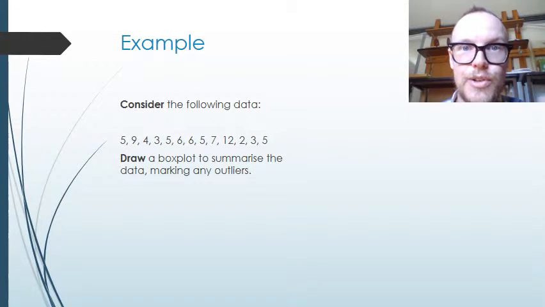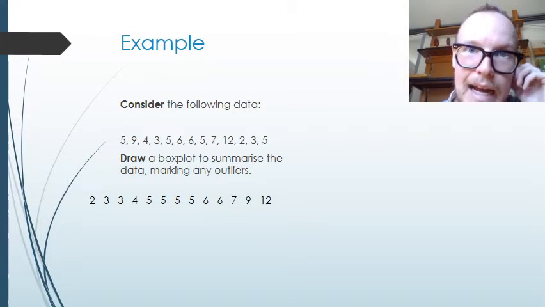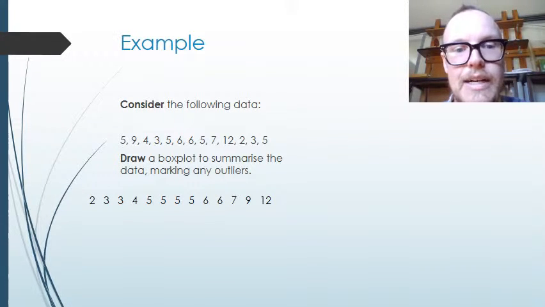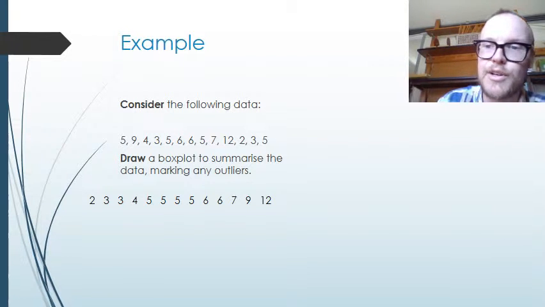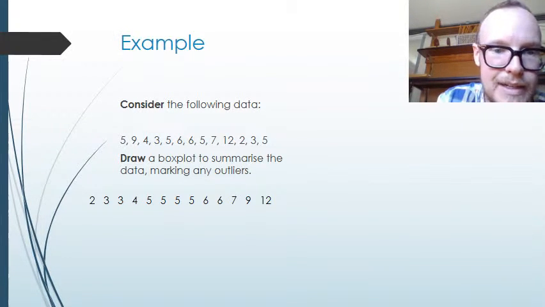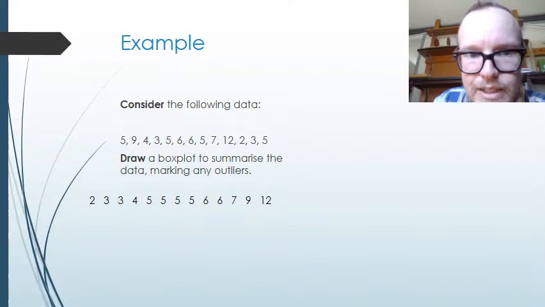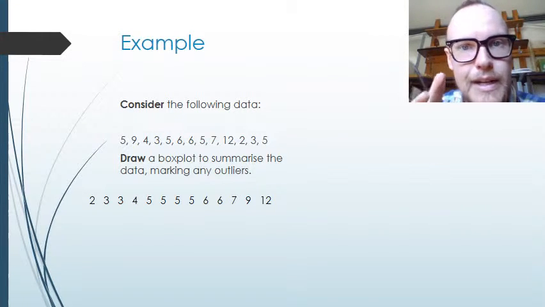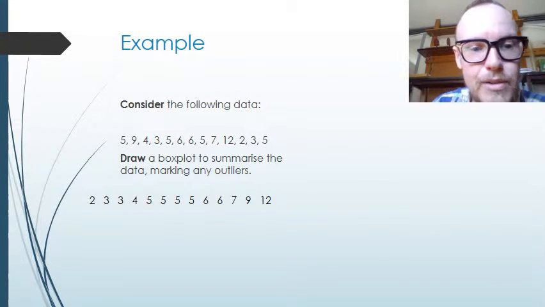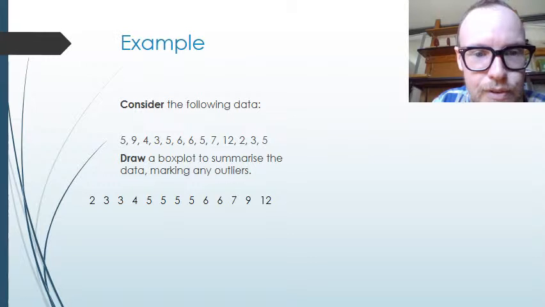So in order to do our 5-figure summary, we need to put our data in order. There we go. And we'll have a look at making sure that we can find the values now: the minimum, maximum, Q1, Q2 and Q3. So if we divide our data up, we've got 1, 2, 3, 4, 5, 6, 7, 8, 9, 10, 11, 12, 13 data points. So our 7th value is going to be the middle value: 1, 2, 3, 4, 5, 6, 7.